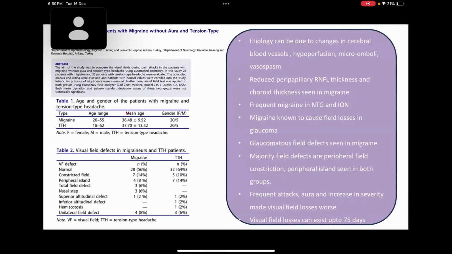Migraine is known to cause field losses similar to glaucoma, or it could be one of the factors leading our glaucoma field losses to progress much more when we are dealing with normal tension glaucoma. It was also seen that once you have an episode of migraine, the field defect might last up to 75 days. This was also highlighted. And the more severe and frequent the migraine, or if there is associated aura, the field losses will be much worse.